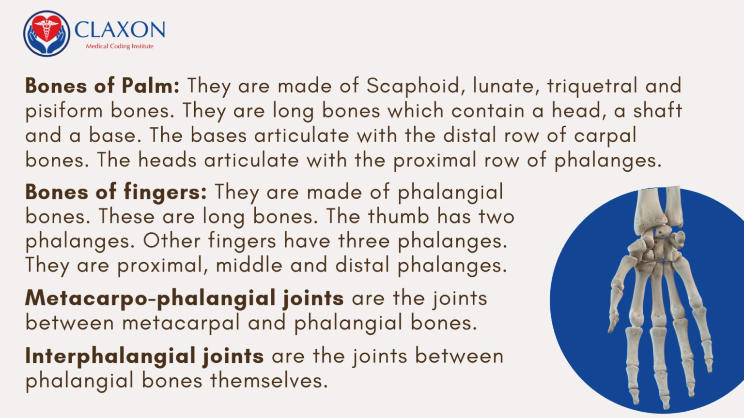Bones of fingers. They are made of phalangeal bones. These are long bones. The thumb has 2 phalanges. Other fingers have 3 phalanges. They are proximal, middle and distal phalanges. Metacarpal phalangeal joints are the joints between metacarpal and phalangeal bones. Interphalangeal joints are the joints between phalangeal bones themselves.